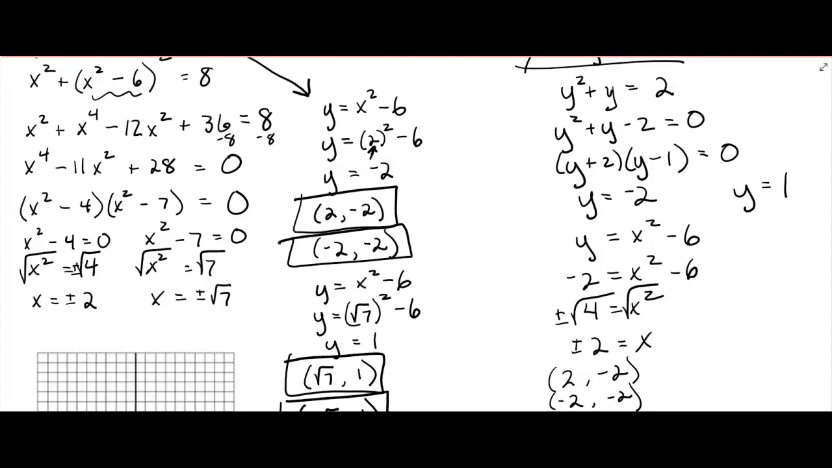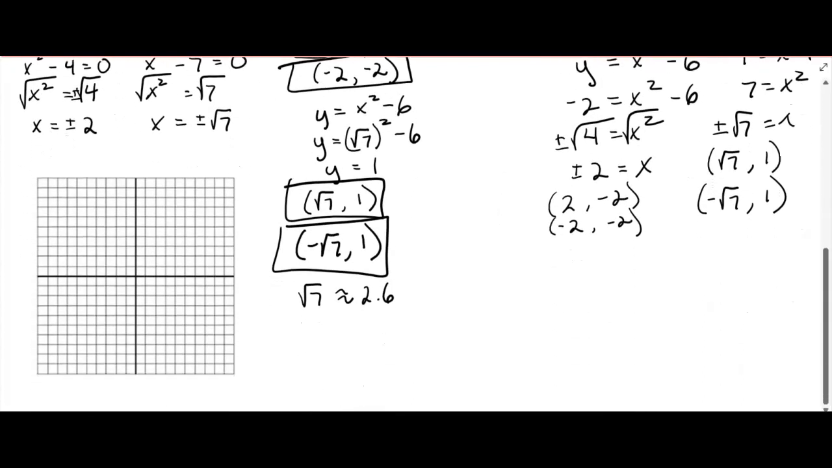And then you can do the same thing with the 1. So put a 1 in for y, add the 6, and you get x equals plus or minus the square root of 7. So you're going to have positive square root of 7 comma 1 and negative square root of 7 comma 1. So you get the same answers.